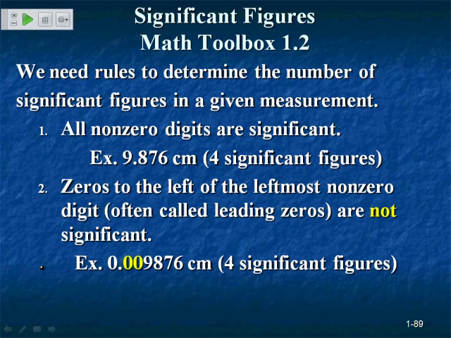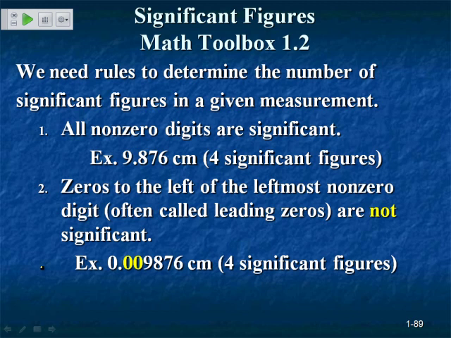So there are 4 different rules to learn. The first rule is all non-zero digits are significant. So say, for example, the number 9.876. How many significant figures are there in that number? 1, 2, 3, 4. All non-zero digits. Easy, right? The second one: zeros to the left of the leftmost non-zero digit, often called leading zeros, are not significant.